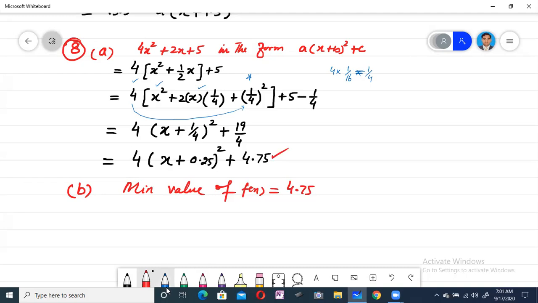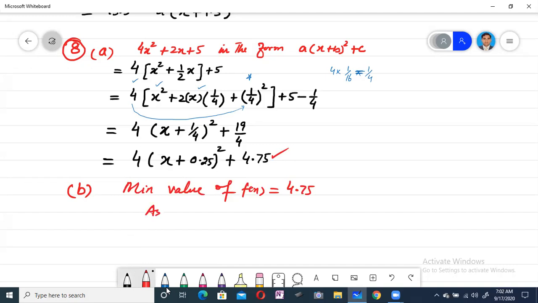And minimum value is above the x-axis, meaning greater than 0. Okay, f of x means y, 4.75, y greater than 0, above the x-axis. If minimum value is above the x-axis, then that function, quadratic function, will not intersect or will not meet the x-axis.